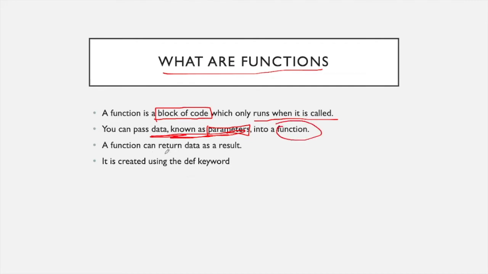A function can return data as well. So it can return data to the user. Imagine this is the user. The user has to give the function data, not always, but sometimes, and the function can also return data to the user. And it is created using the def keyword.